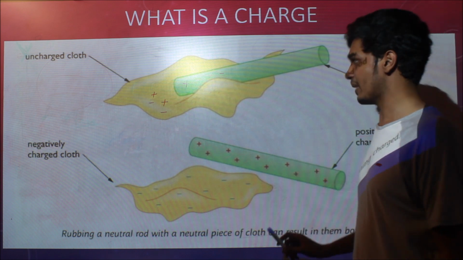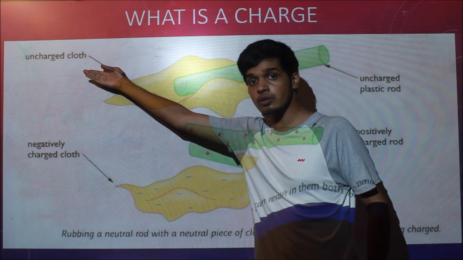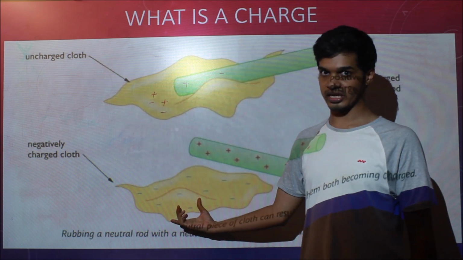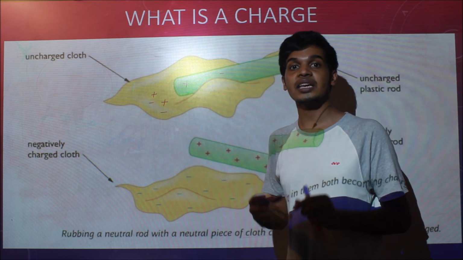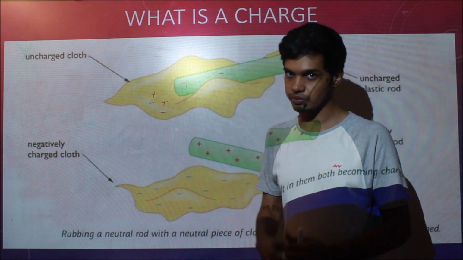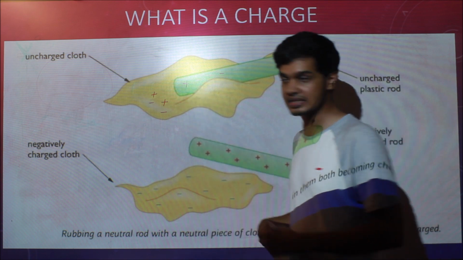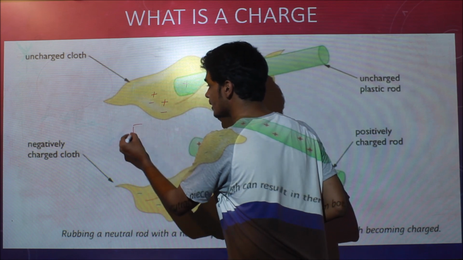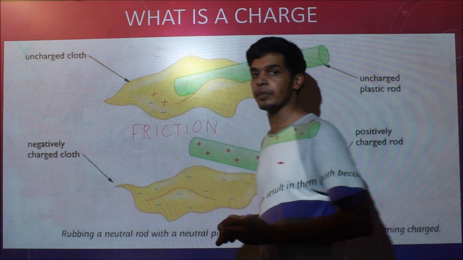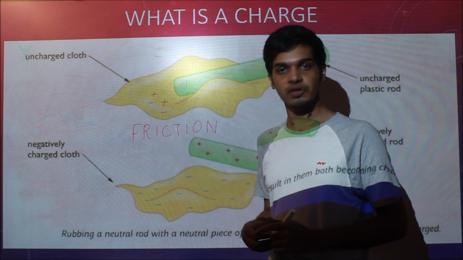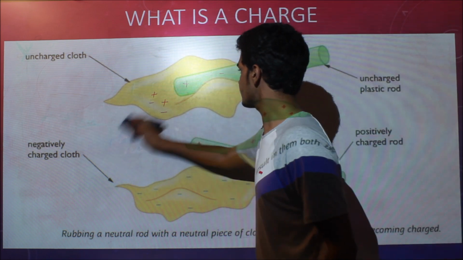Now, by this method, what we have done is, we have made an uncharged object into a charged object. So, by the method of rubbing, we can make an object a charged object. And this method by which we charge an object is called charging by friction. Why friction? Because rubbing involves friction. Let us now go into our next topic.